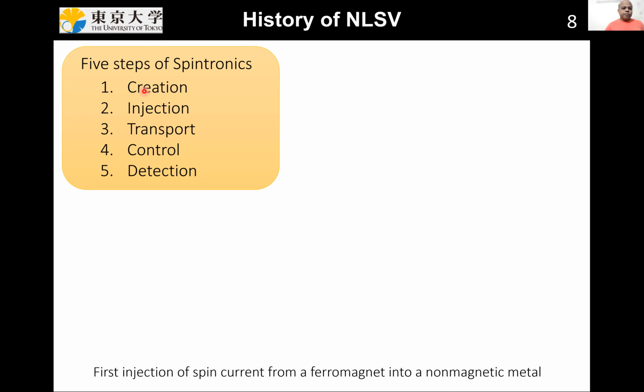The creation is very simple. As I said, you can pass a current inside a ferromagnet and create a charge current along with a spin current, but the most difficult part is the injection. The first injection of spin current from a ferromagnet into a non-magnetic metal was discovered in 1985 by Johnson and Silsbee.